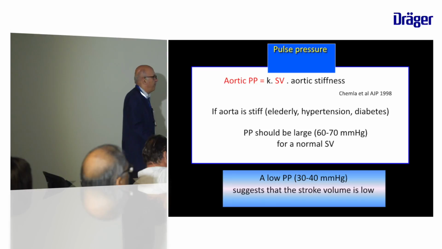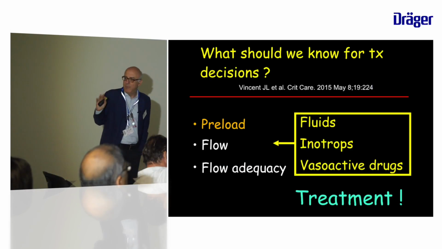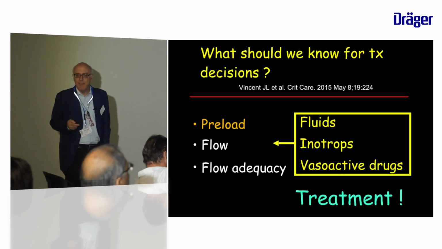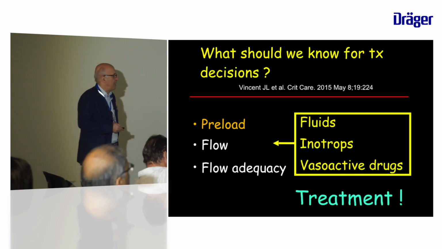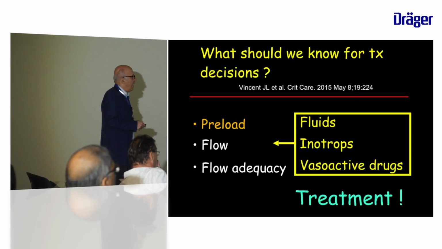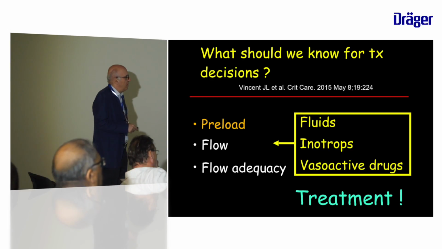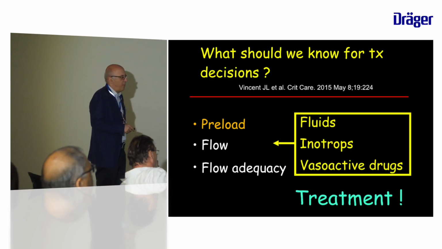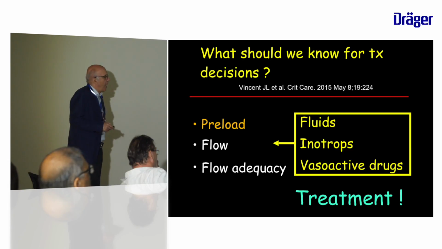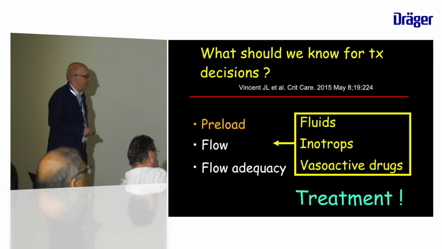So we have interesting information about this. This is just, very shortly, about simple information that you can get from arterial pressure. Overall, we have 3 issues that we have to consider: the preload, the flow, and the flow adequacy. Taking all 3 into account, we can try to optimize the fluids, the inotropes, and vasoactive drugs.